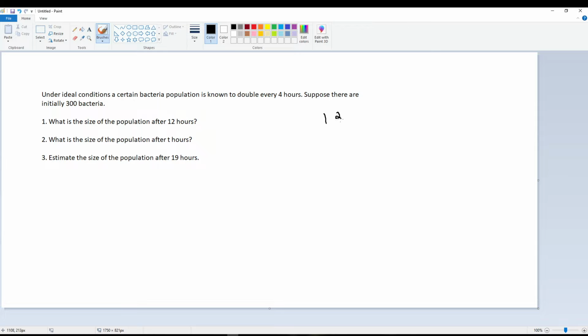Well, if we do 12 divided by 4, or if you just use common sense, you can see that that's 3 doubling periods. Let's say you start with 300, doubles once, it's at 600. Twice, it's at 1200. 3 times, it's at 2400. And obviously, 3 periods. So the first answer is going to be 2400.